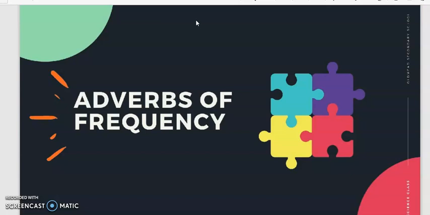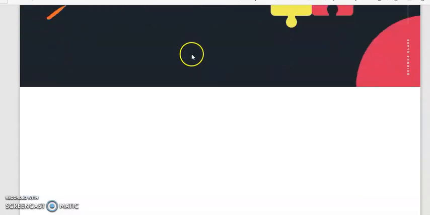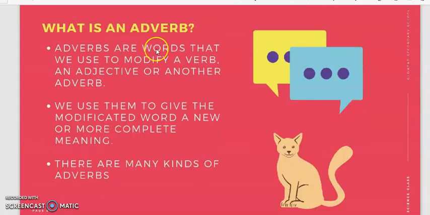Today we are going to focus on adverbs of frequency. Adverbs of frequency are words that we use to express how often an action is done. That means how many times I do that action in a period of time. Okay? As you can see here, what is an adverb?